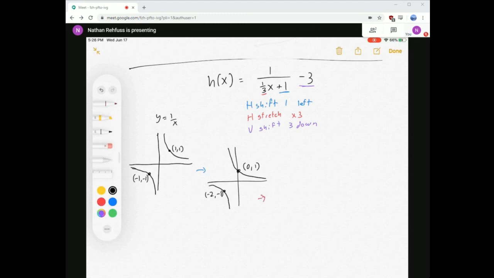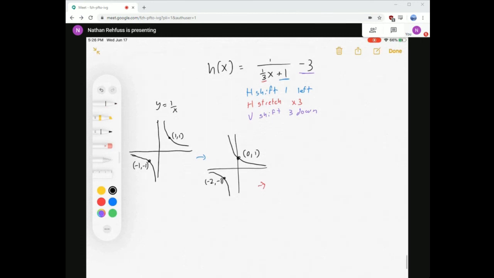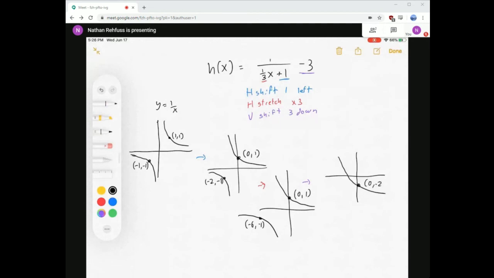Next, we're going to do a horizontal stretch times 3. So everything's going to get much fatter. 0 times 3 is 0, but -2 times 3 is -6. And we don't change the y coordinates. This is horizontal, so we only change the x coordinates. Finally, everything has to move 3 units down. So 0, 1 moves down to 0, -2. -6, -1 moves down to -6, -4.